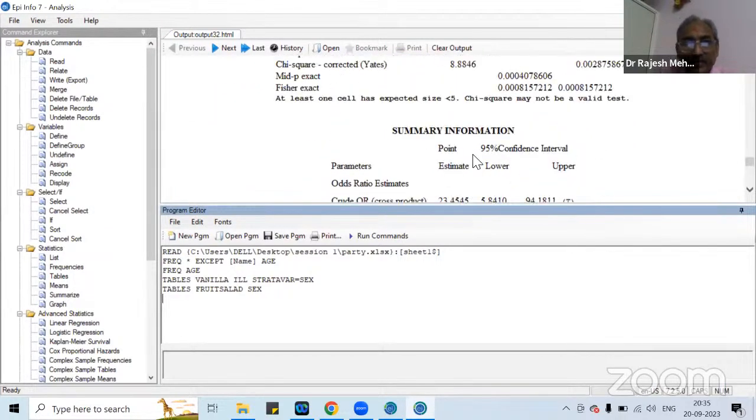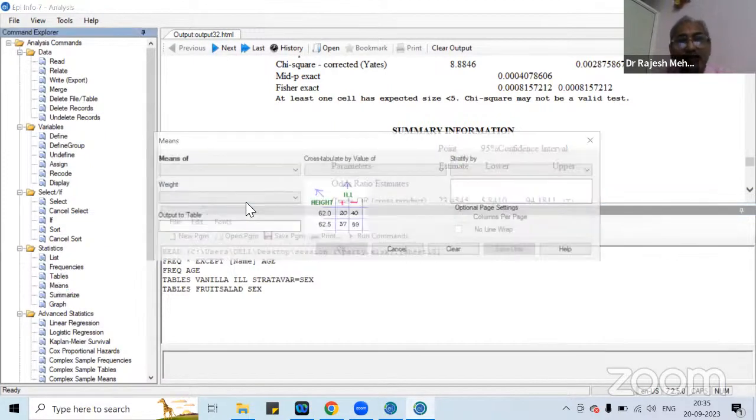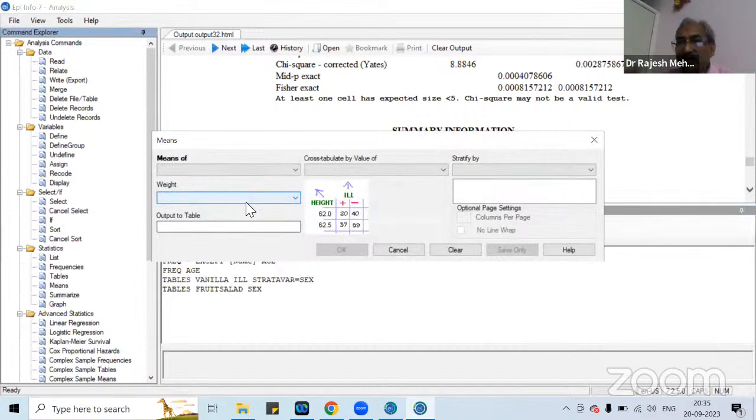So far, I suppose you can now teach others the read file command, the frequency command, and the tables command. The third command which we are going to use is the means. What is the mean difference of age between those who are sick and those who are not sick? And whether this difference is significant or not.